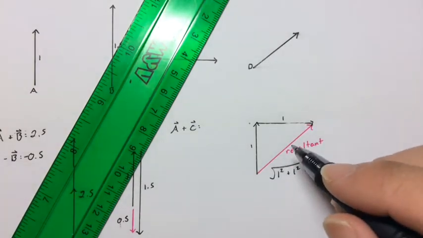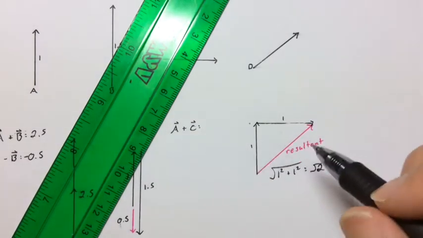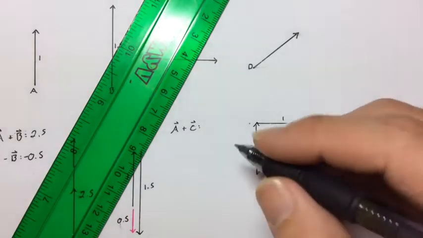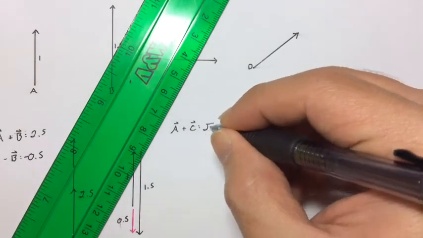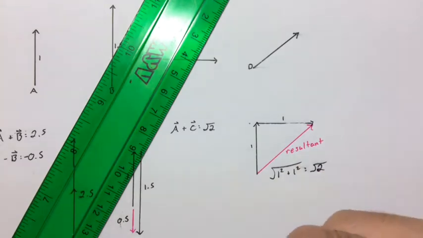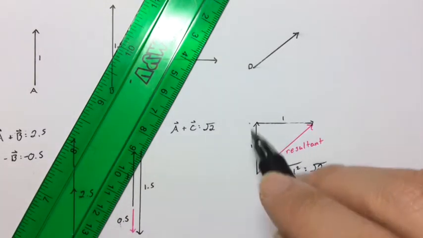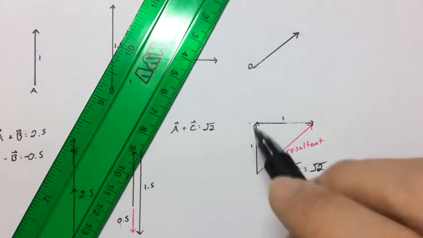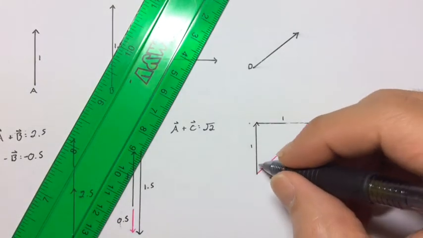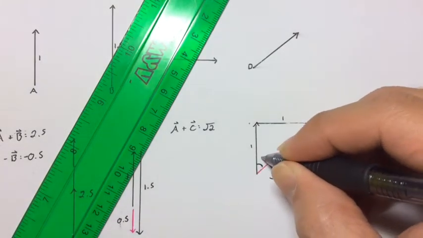All right. That's what we get for the result of A plus C: it's going to be the square root of 2. Now, that's not good enough, because the square root of 2 obviously is not going in the upwards direction. It's not going in the right direction. It's going up and to the right. And so we need to figure out this angle here.